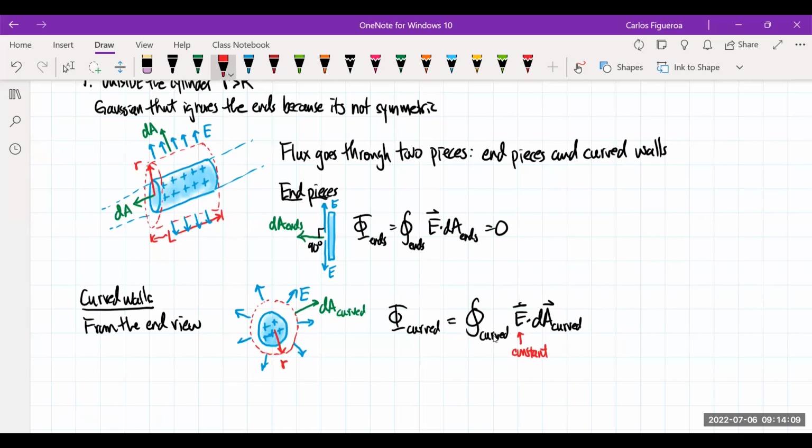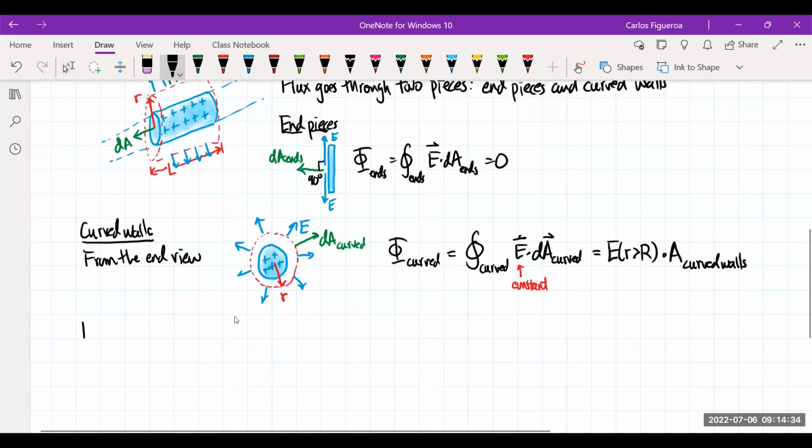Everywhere on this surface, the electric field is a constant, so I can pull it out. So then this becomes the electric field for little r greater than big R times the area of the curved walls. So now I can look at the net flux. So the net flux is then going to be this.